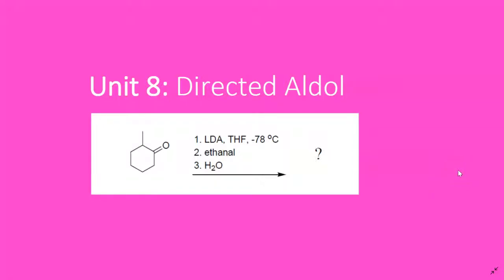Hi all. We have one more variation of the aldol reaction before we get to other reactions that use the enolate. And this reaction is called directed aldol. It's a way to run a cross aldol by making the enolate with LDA, lithium diisopropylamide. Let me show you how this is done.